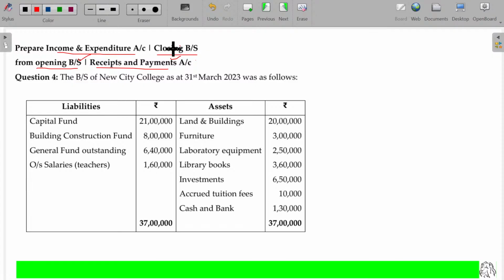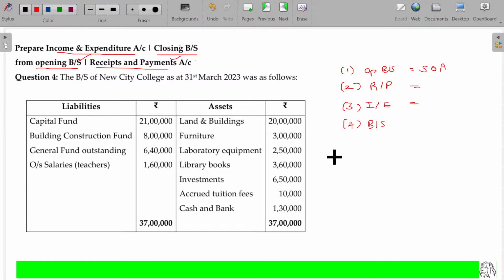So when it is all about a non-profit organization, 4 sets are there. One is the opening balance sheet, usually we call this the statement of affairs opening. Second is receipts and payment, which is nothing but a cash book. Third is income and expenditure, which is similar to a P&L account, a nominal account. And the fourth one is the closing balance sheet.